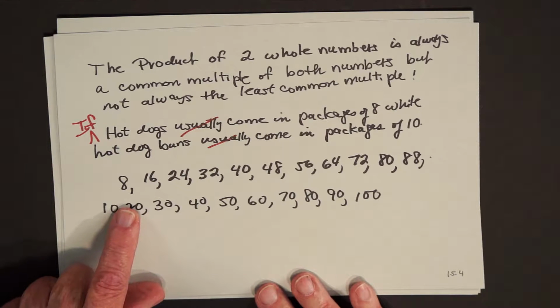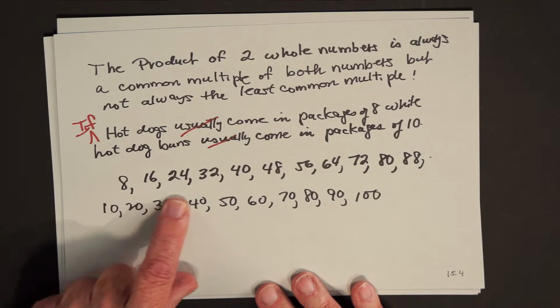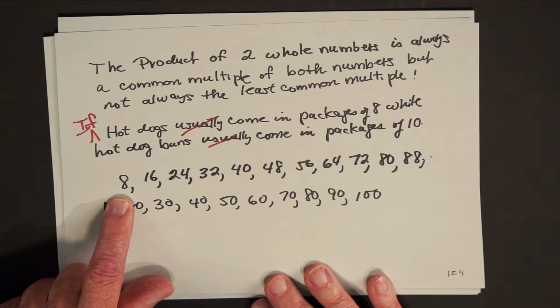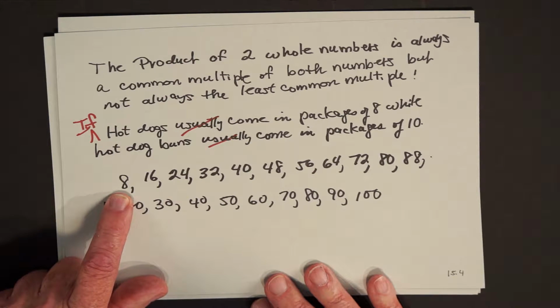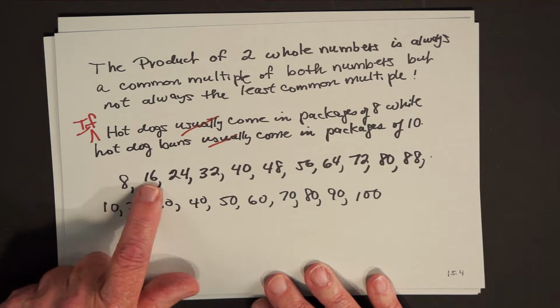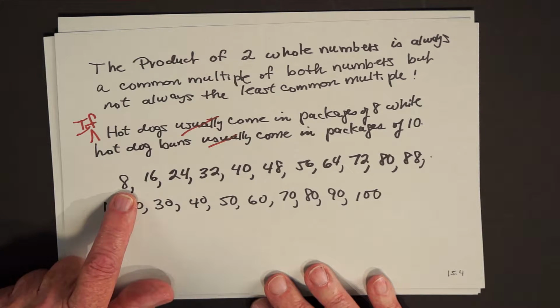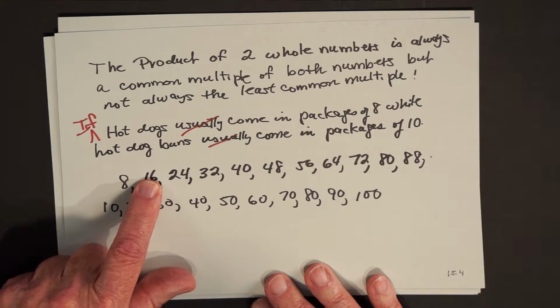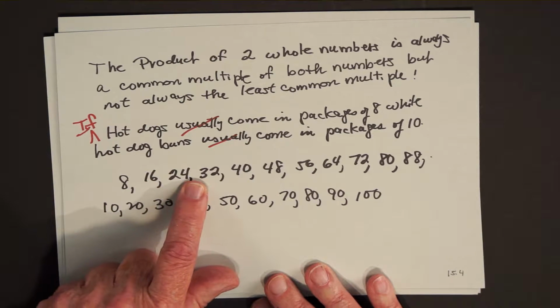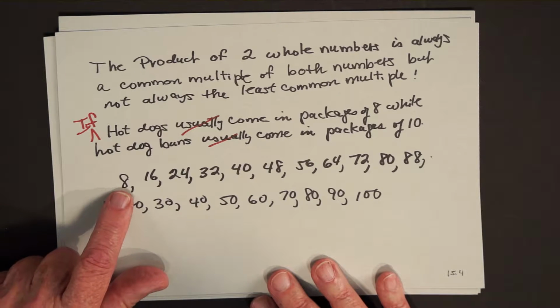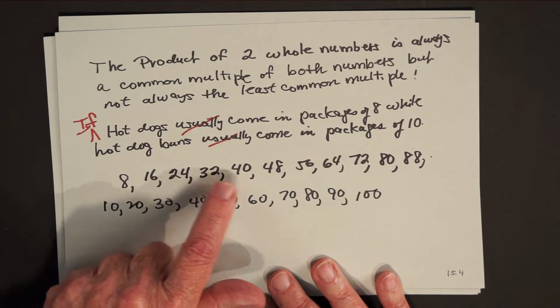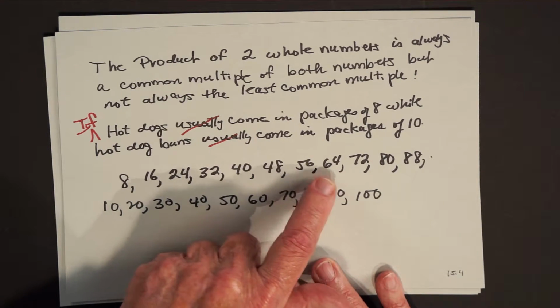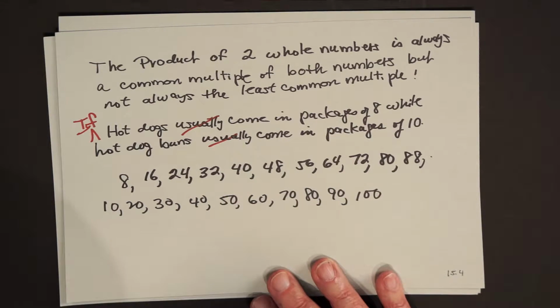Well, the long way of doing this is to see how many hot dogs you get as you buy the packages. The 8 is modifying the number of hot dogs, but where it appears modifies the number of packages. If you buy 1 package, there's 8 hot dogs, 2 is 16. You skip count by 8s over here. So the hot dogs, you can get 8, 16, 24, 32, 40, 48, 56, 64, 72, 80, or 88.